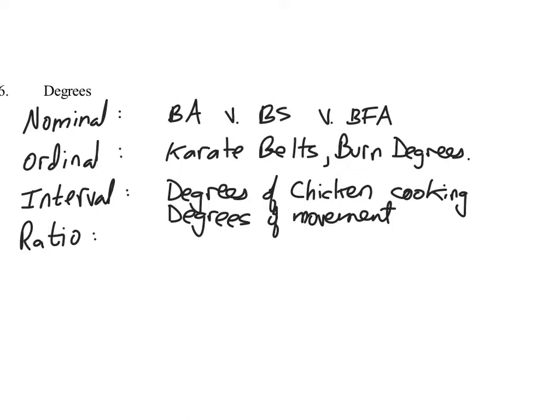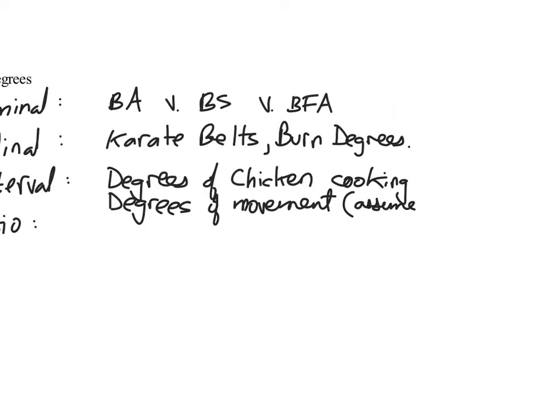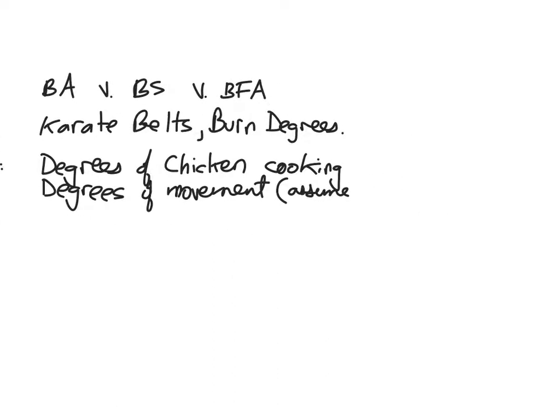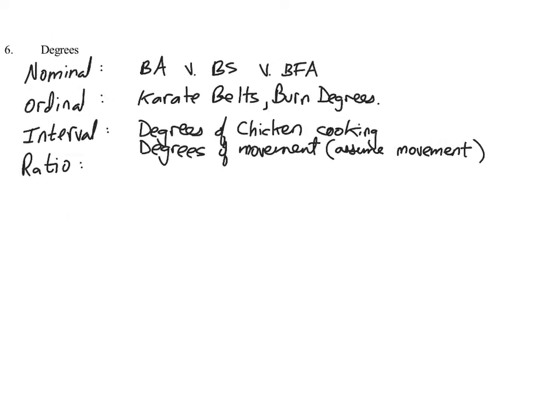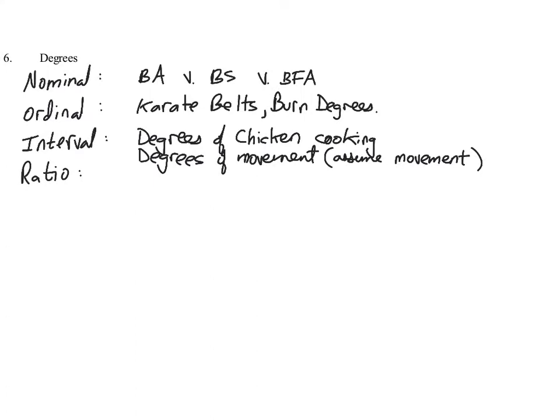Ratio. All right. And degrees of movement. And this might sound kind of stupid to say, assume that there's movement. Yeah. All right. Yeah, so degrees of chicken cooking as opposed to degrees of chicken, because that could be in the freezer, frozen chicken, in which case it could be zero.